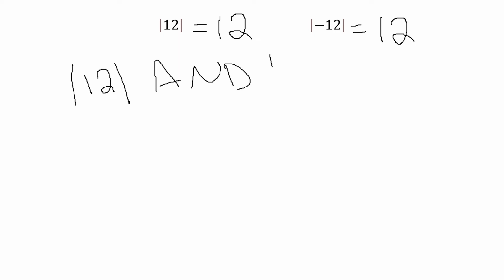If I started at the origin and I go from 0 to negative 12, I have also moved 12 places. The absolute value of negative 12 is 12. So the reality is the absolute value of 12 and the absolute value of negative 12 both equal 12. Now that's going to become vital in a few minutes.